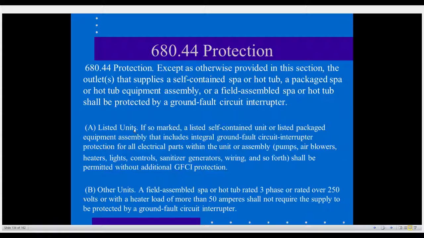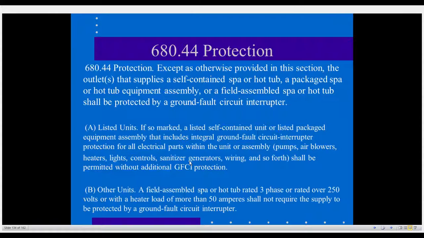It says, let's look at a listed unit. If so marked, I have a listed self-contained unit or listed packaged equipment assembly that includes integral ground fault circuit interrupter protection for all electrical parts within the unit or assembly. That would be the pump, the blower, the heater, the lights, the sanitizer generators, the wiring, and so forth, shall be permitted without additional GFCI protection. So I go and buy one of these listed units and I bring it home, and I've got a receptacle out here. Then I have the ability to plug this into the receptacle. I don't need an additional GFCI component on this.